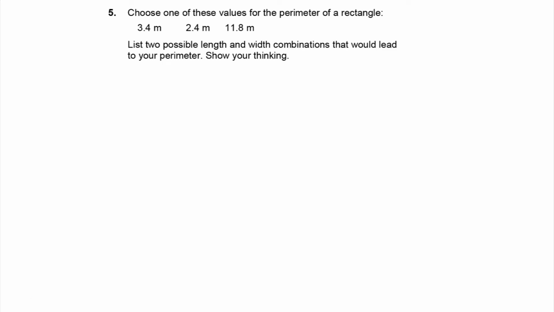Choose one of these values for the perimeter of a rectangle. Use the first one. List 2 possible length and width combinations that would lead to your perimeter. Show your thinking. Well, if I start with 3.4, I know that my 2 lengths have to be less than that because I also have to have some widths thrown in. So that means 2 times some number is going to be less than 3.4.